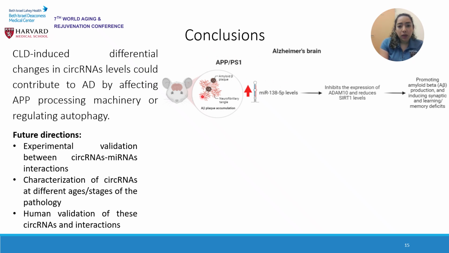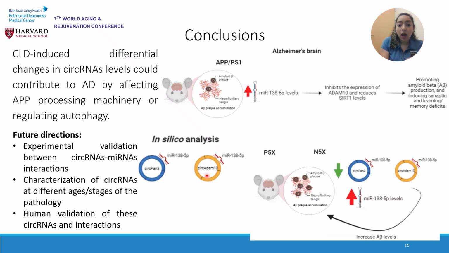In the APP-PS1 mouse model, miR-1385-5p is upregulated. This microRNA suppresses ADAM10 and SIRT1, both of which are protective against amyloid beta production. Our in silico analysis suggests that circRNA candidates, including circ-ADAM10, can potentially bind and sequester this microRNA.